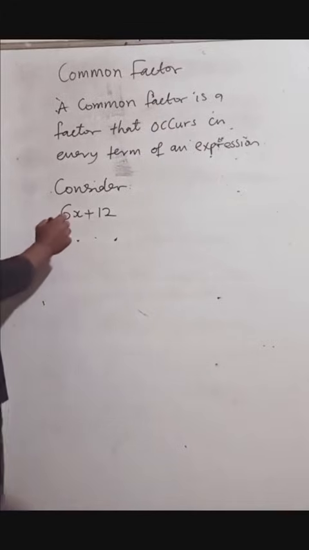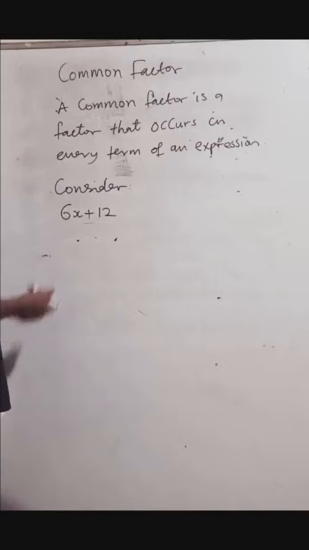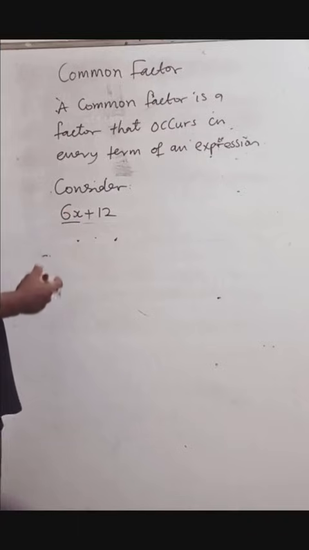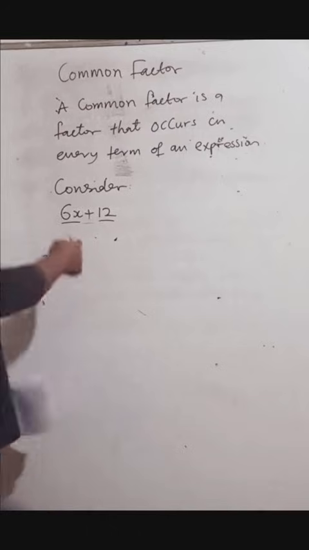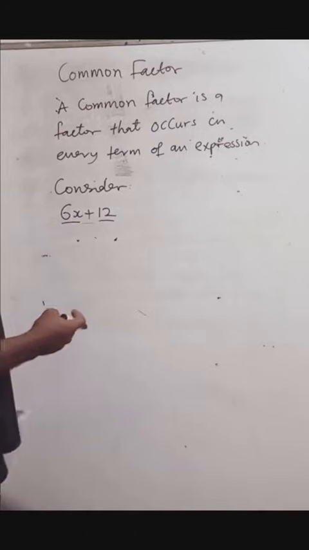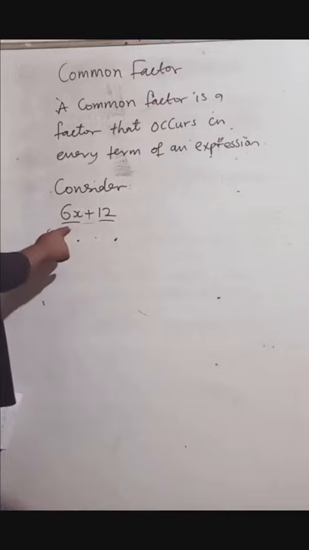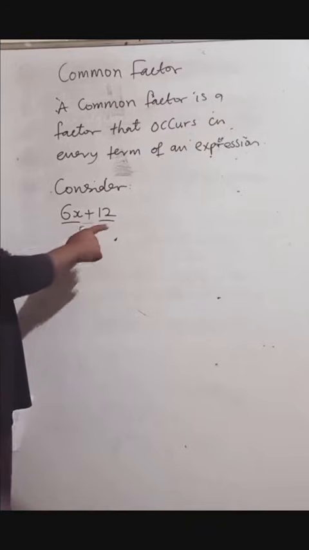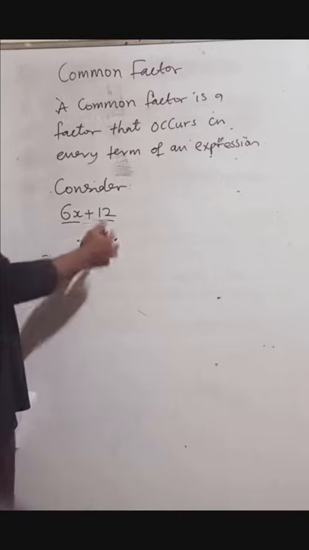Now, this is an expression, 6x plus 12. And this expression is made up of two terms. You have the algebraic term 6x and you have the constant 12. So a common factor of 6x plus 12 is going to be a number that occurs in both terms, a number that occurs in 6x and as well occurs in 12. So that number will be the common factor of 6x plus 12. So how do we go about finding the factors of 6x plus 12?